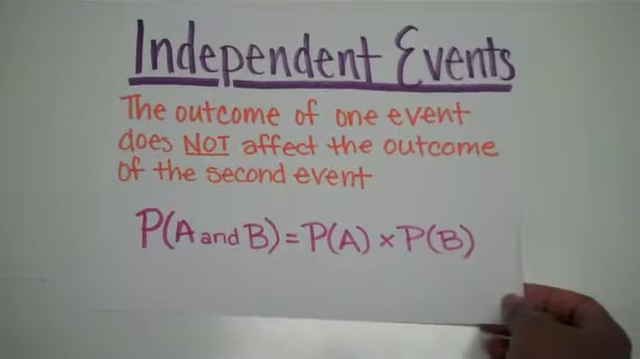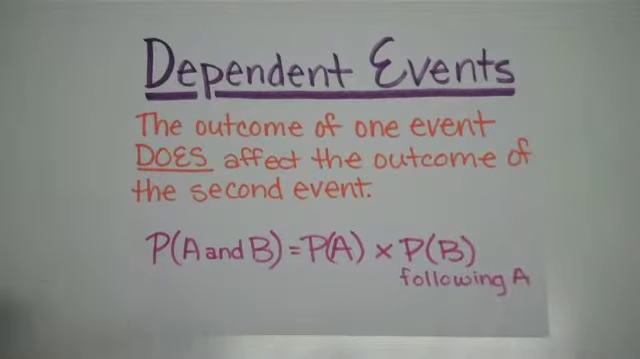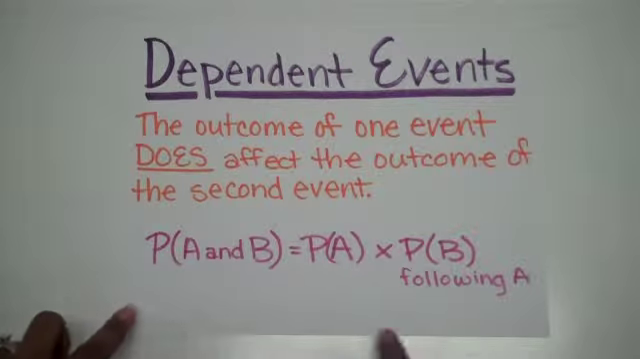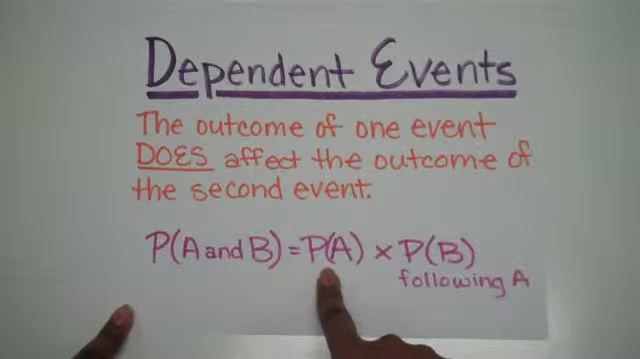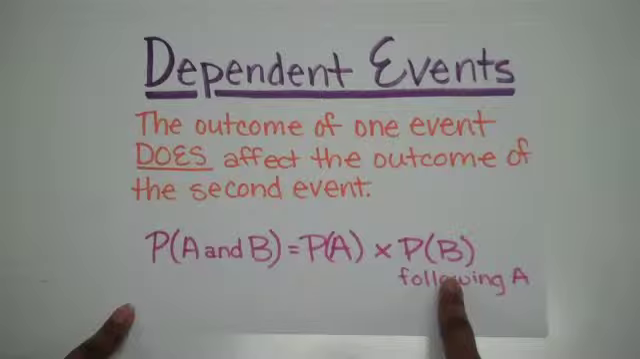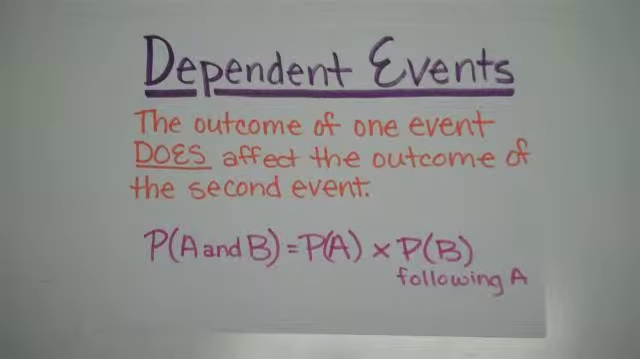So if they're independent events, obviously you should think, well, the opposite of that would be dependent events. Dependent events is when the outcome of one event does affect the outcome of the second event. Again, we find the probability of these two events by taking the probability of event A and multiplying it by the probability of event B. But event B's probability is going to depend on what happened during that first event. All right, so let's look at some examples.